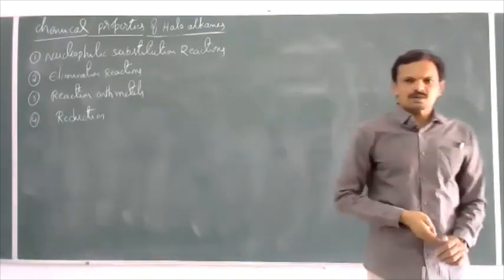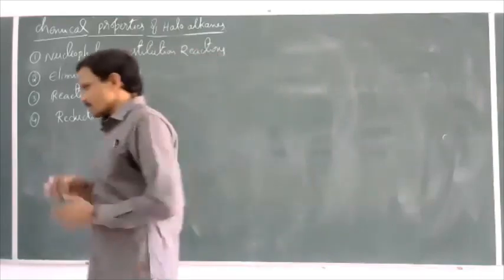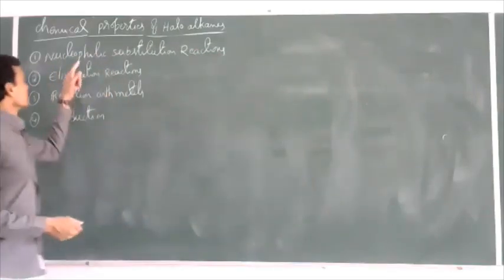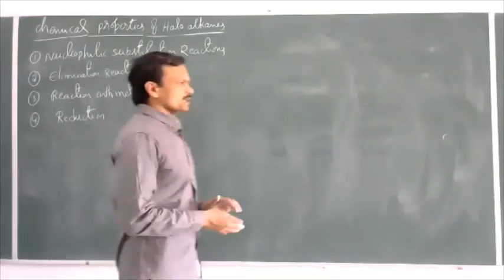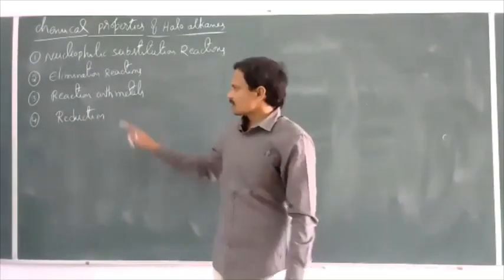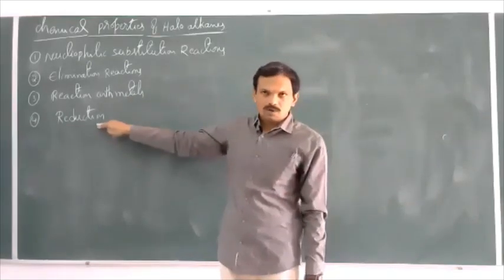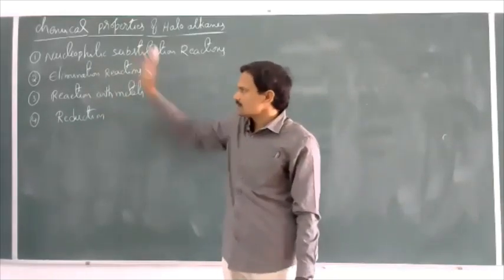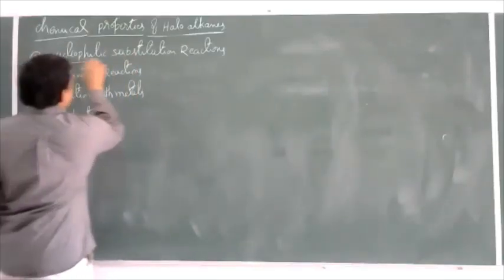As per the syllabus, the chemical properties are classified mainly under 4 groups. They are nucleophilic substitution reactions. Second one is elimination reactions. Third one is reaction with metals. And fourth one is reduction. So the properties are categorized into 4 groups. Now come to the first one, nucleophilic substitution reactions.